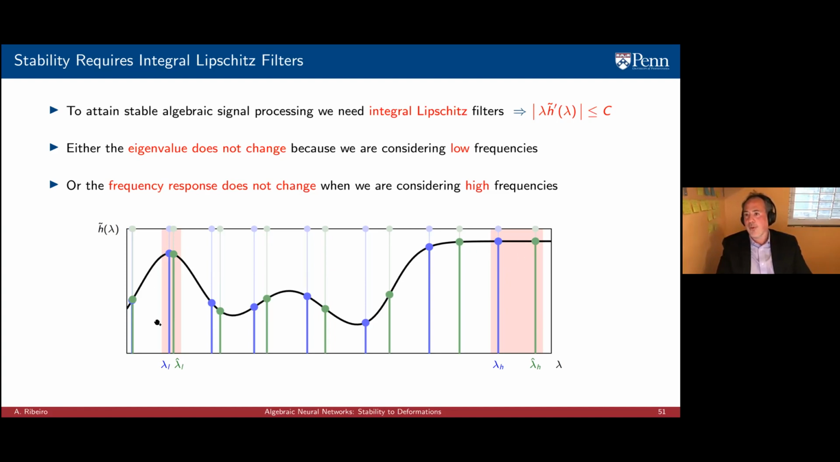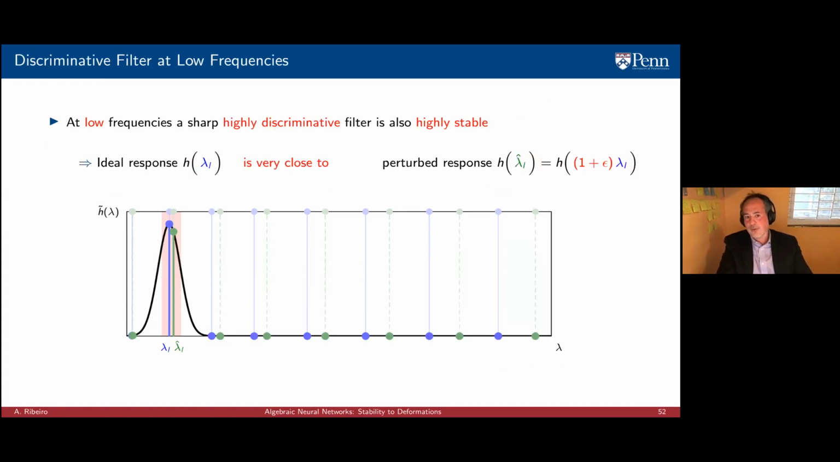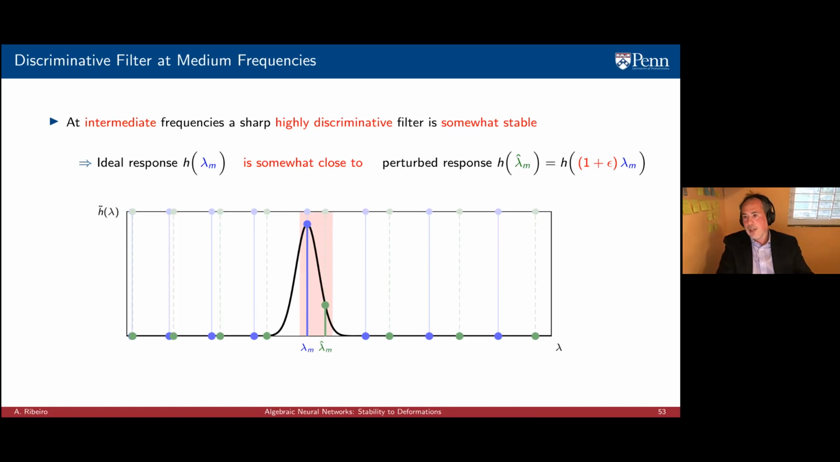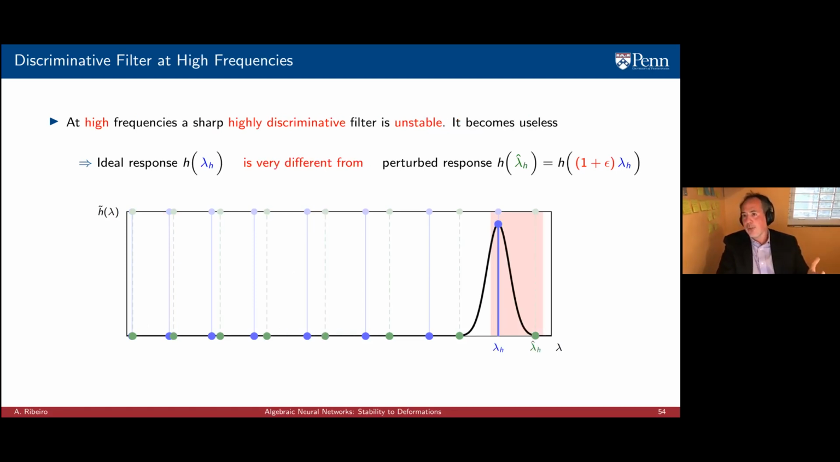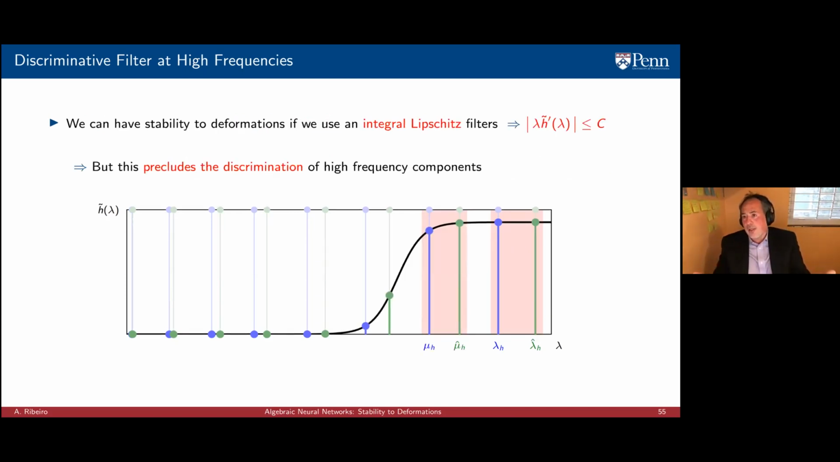Thus, at low frequencies, the eigenvalues don't move, and we therefore have stability. At high frequencies, the eigenvalues move, but the filter does not. Therefore, we still have stability. But what is the cost of that? The cost of that is discriminability, of course. At low frequencies, you can design these sharp filters that will isolate your features. At medium frequencies, you sort of can, but at large frequencies, you cannot design these sharp, highly discriminative filters. You need to restrict them to the integral Lipschitz for them to be stable.